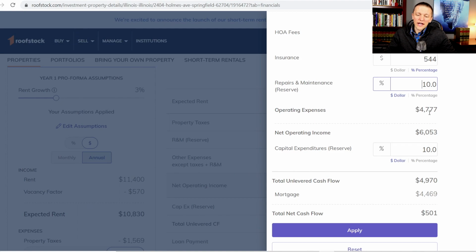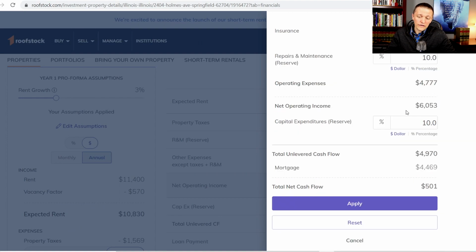All right, so that means that our total operating expenses on this property come to $4,777. And that means that the net operating income is $6,053. And this is basically taking the gross rental income, subtracting the expenses from it, and that's when you get the net operating income.